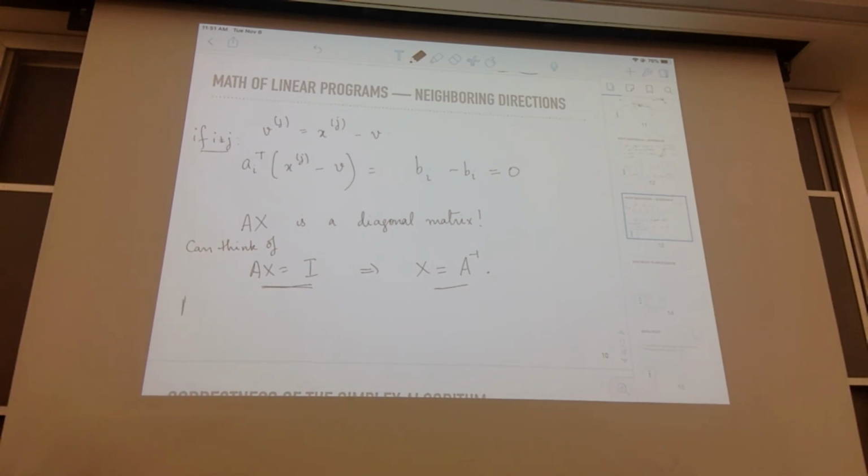So the moral is that the directions we have are simply the columns of the inverse.